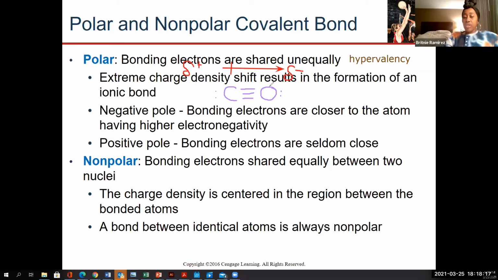Even though the structure looks as if it would be non-polar, like it looks equal, you have to take a closer look at the actual elements within the structure to know. That is correct, yes.